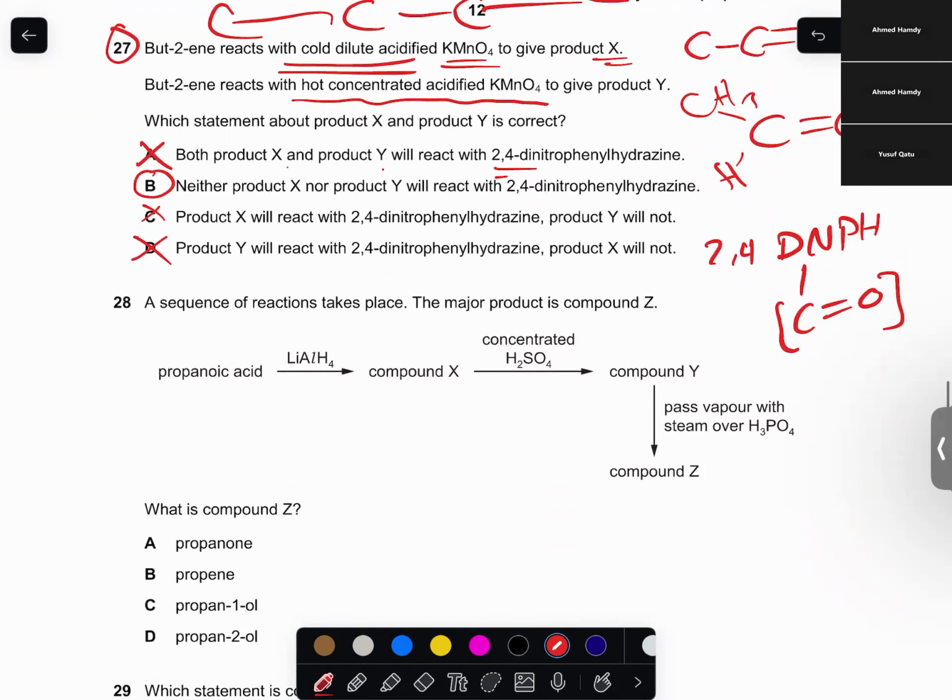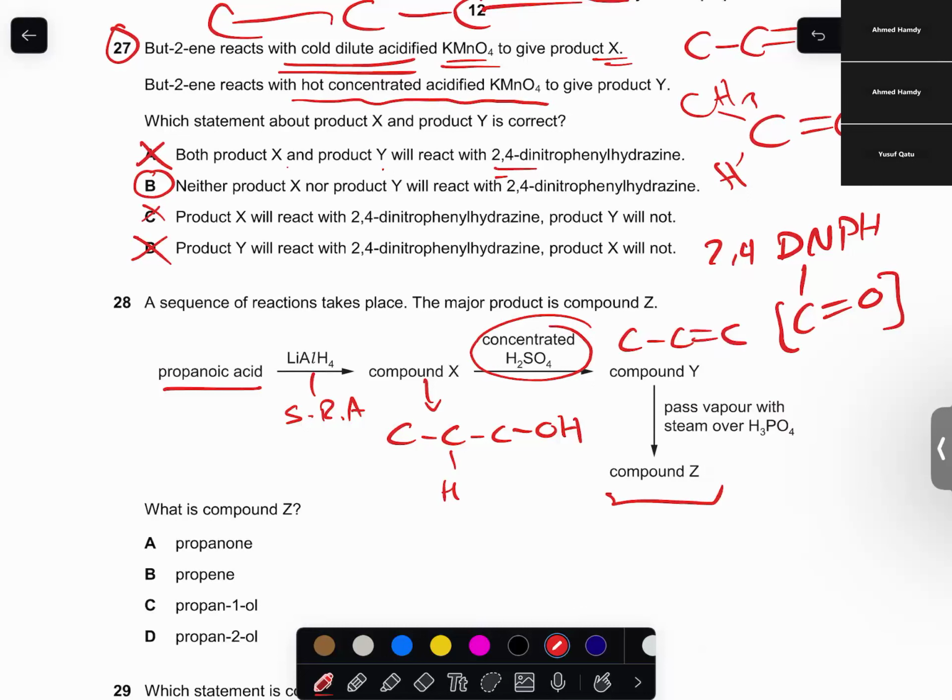Okay, question 28. A sequence of reactions takes place. The major product is compound Z. Propanoic acid, with a strong reducing agent, gives alcohol. This alcohol will be a primary alcohol because it's from propanoic acid. When we put concentrated H2SO4, it makes an elimination reaction to form alkene, propene.